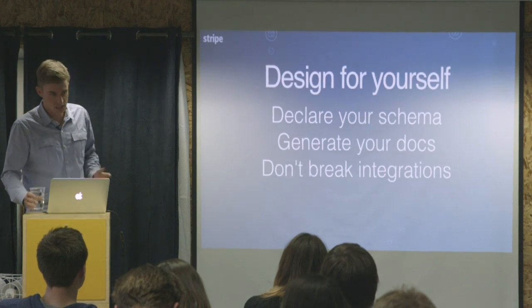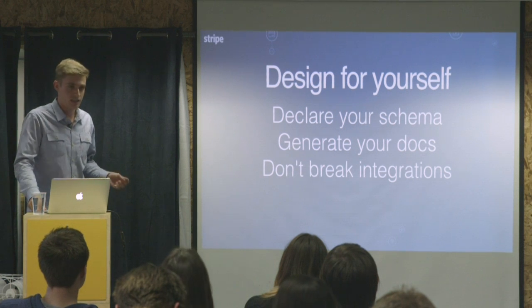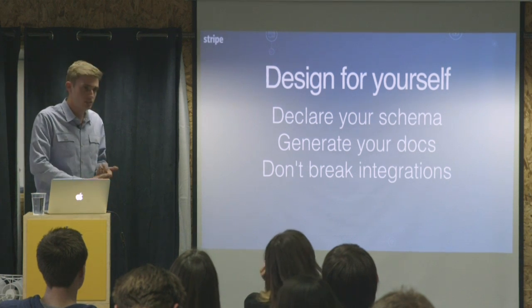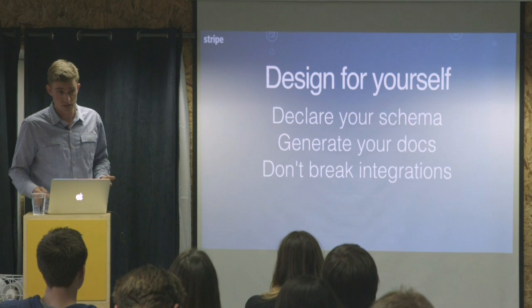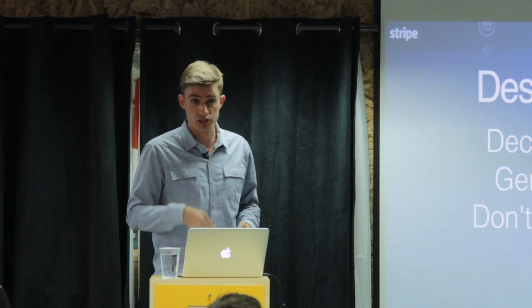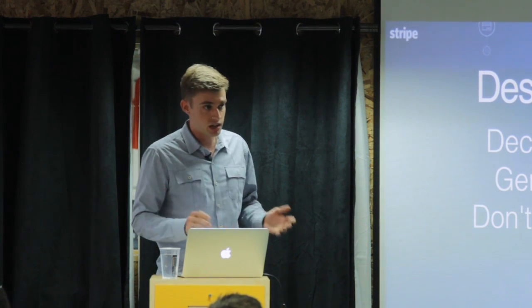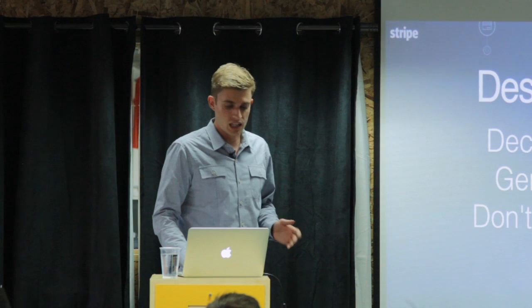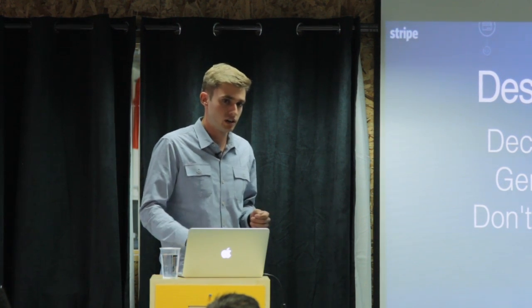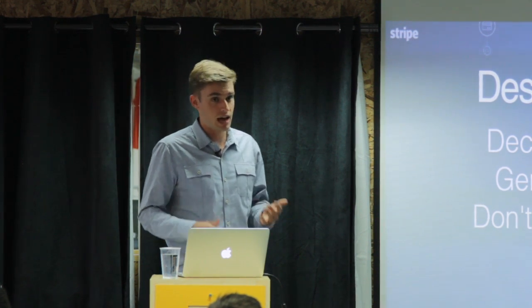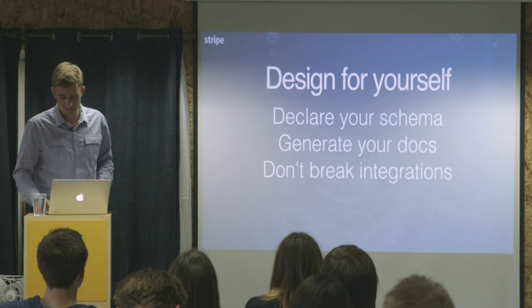So when you're designing your API, really think about it and design it for yourself. Declare your schema up front so it's very explicit about exactly what parameters you expect and what parameters you're going to be returning. Generate your docs automatically so other people don't have to write them themselves. And last, commit yourself to not breaking older versions of your API, because it's going to make developers absolutely love the product that you've built.